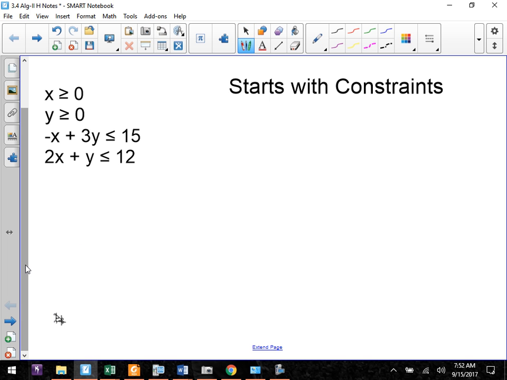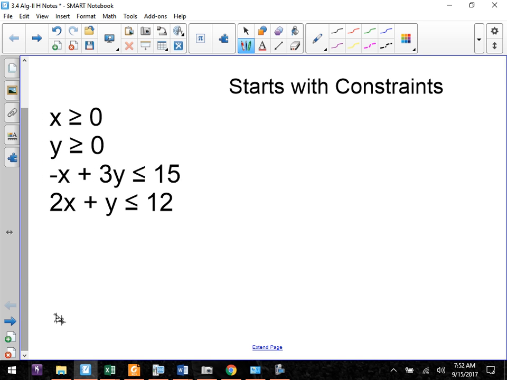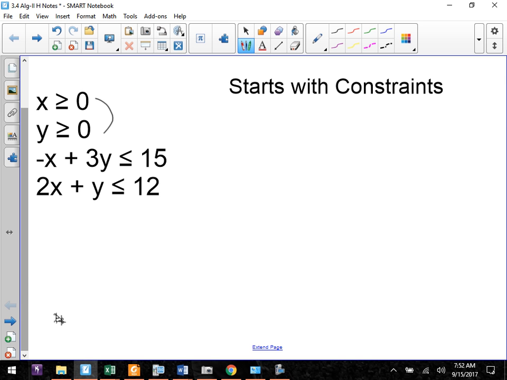So anyway, let's use these four equations to create the boundaries. We alluded to a little bit of this the past few days, what it looks like when we have those two values: x is greater than or equal to 0, y is greater than or equal to 0. That tells you something important about the graph, the way it's going to look. It tells you where it's going to be located. Where is this going to be located?